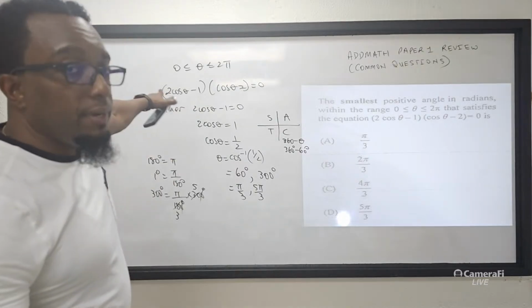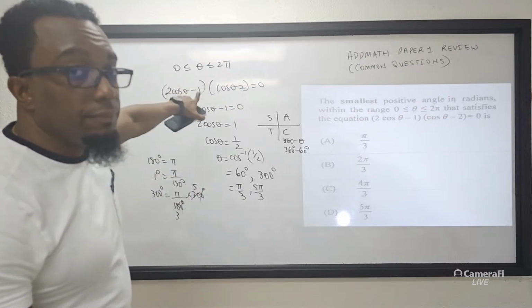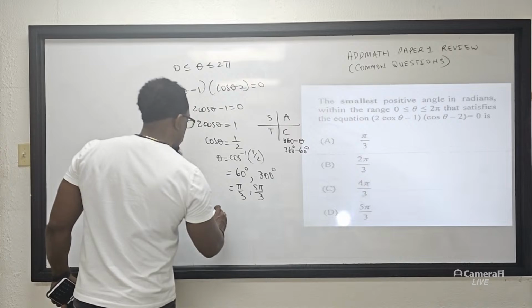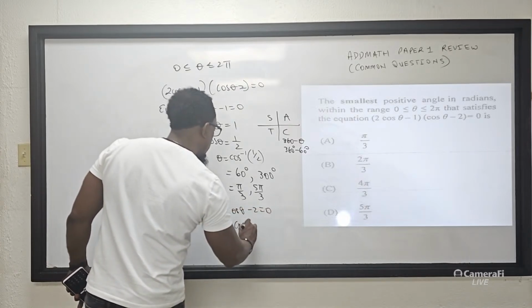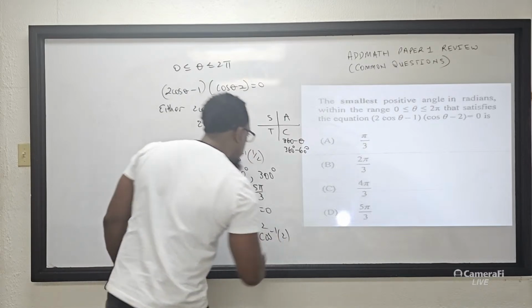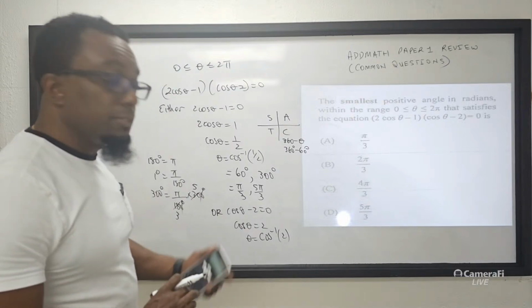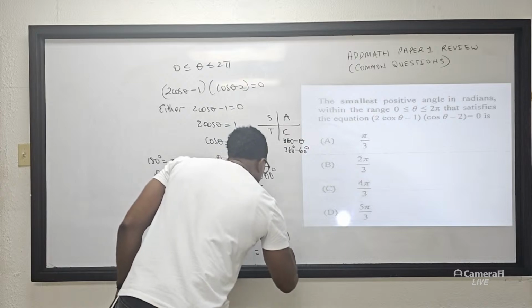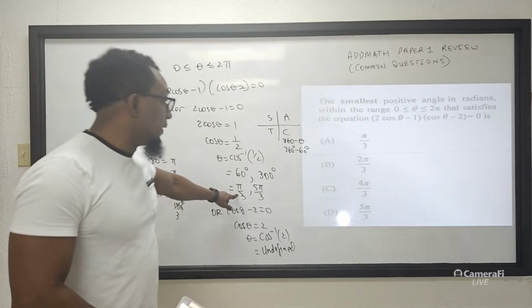So when we took the first factor and placed it equal to 0, we got our values of theta that satisfy the equation. Now let's take the other factor. Cos theta minus 2 is equal to 0. Cos theta is equal to 2. Theta is cos inverse of 2. Now cos inverse of 2 is undefined, so that can't work out. So the values of theta we're focusing on are only these two.